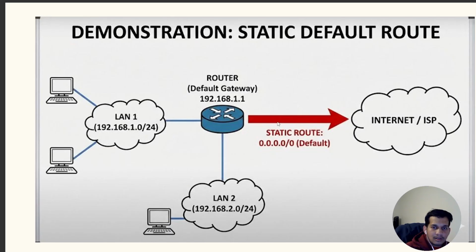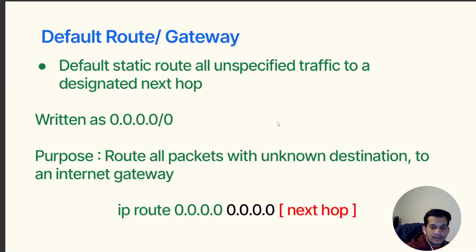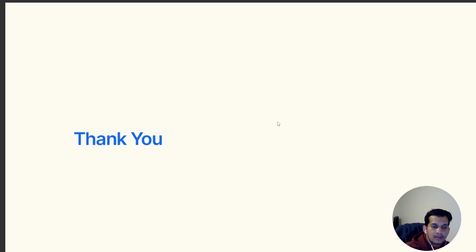So that's all for this video you need to understand. So I hope the static routing configuration is clear and the default gateway is clear. In the next video we'll see how default gateway and dynamic routing are configured, and what dynamic routing is. So that's all for this video.